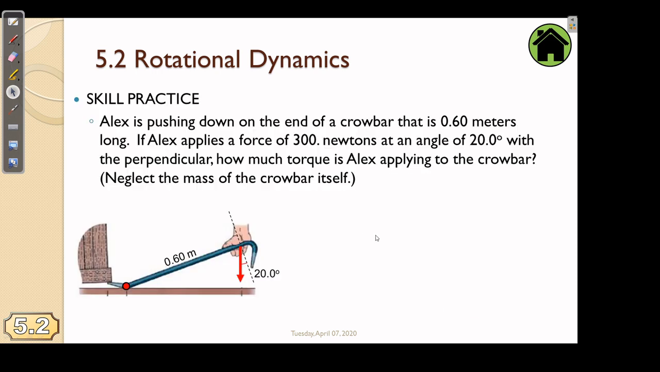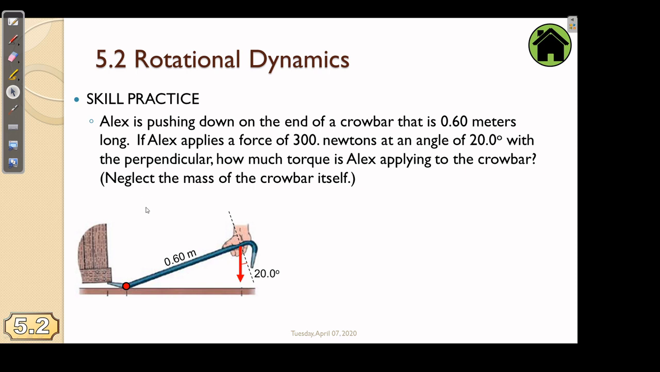All right, so here we have a skill practice problem. It says Alex is pushing down on the end of a crowbar that is 0.60 meters long. So that's the distance from the pivot point to the point where Alex is applying a force. If Alex applies a force of 300 newtons at an angle of 20 degrees with the perpendicular, how much torque is Alex applying to the crowbar?